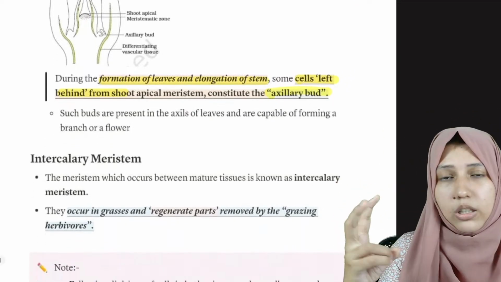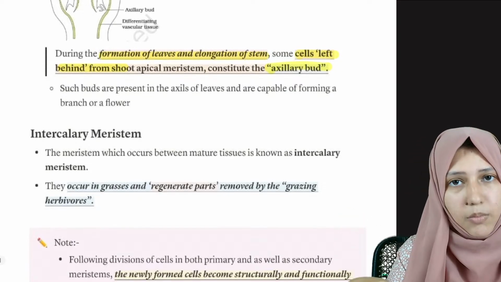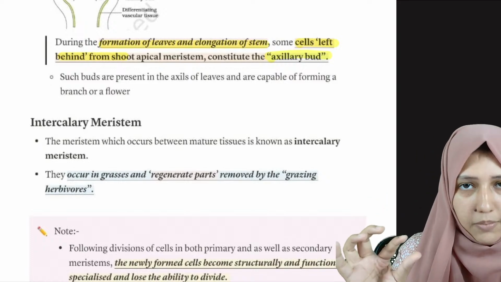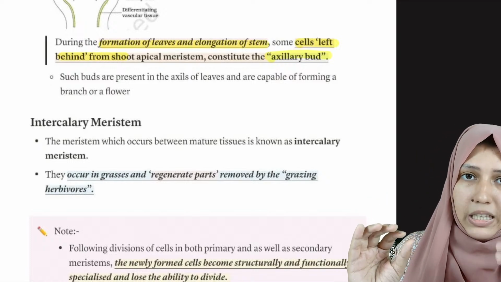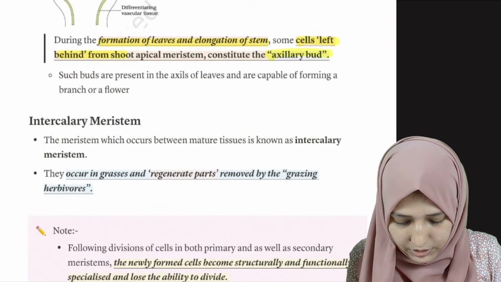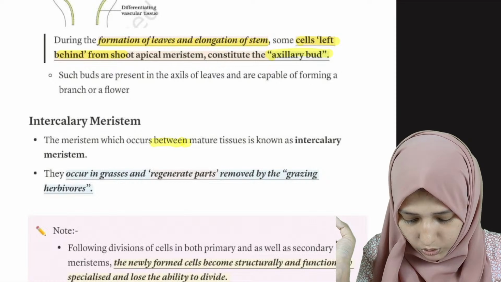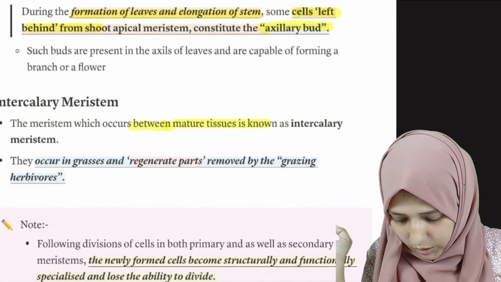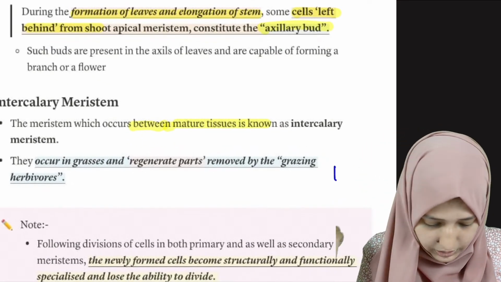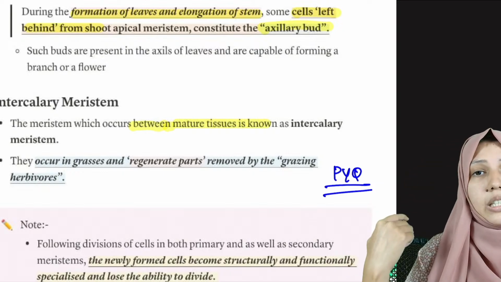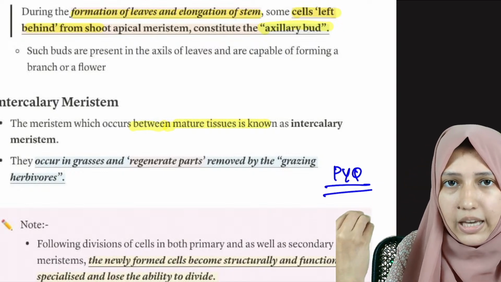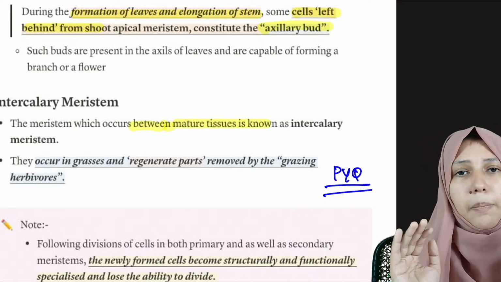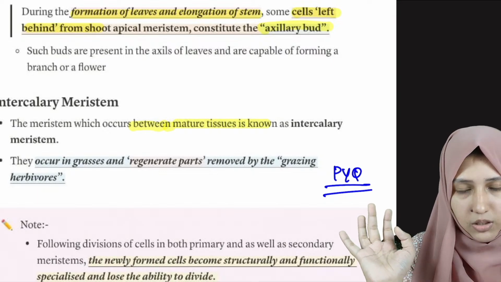Clear? Now the second type of primary meristem is intercalary meristem. First you have to know the basics about the name, then you will be clear with the concept. Inter means between, so the meristem which occurs between mature tissues is known as intercalary meristem. Clear? Now this was a PYQ. The grazing animals graze the grass, so the parts which are grazed by the animals are part of the intercalary meristem.